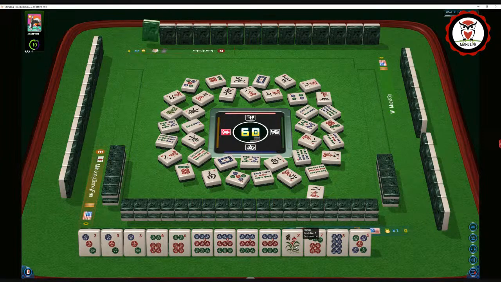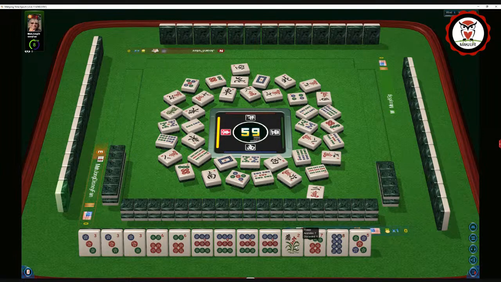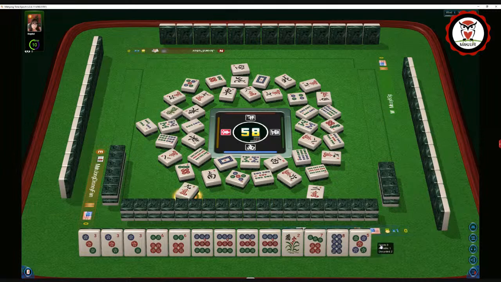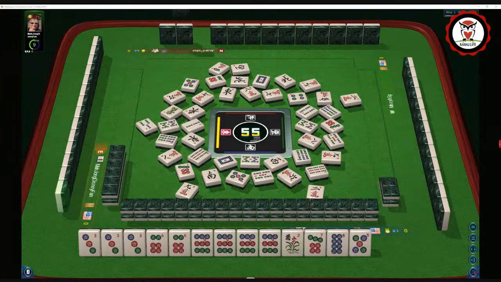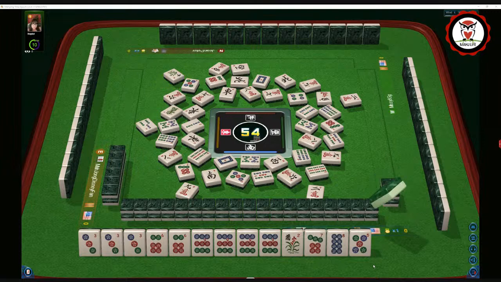2 characters. West wind. 3 bamboos. We need a keeper here. We need flowers. Flowers. That's right. Oh my goodness. I have the hardest time getting flowers. 2 characters. 4 characters. Flower. That's what we need. White dragon. We do not want to hold on to that.